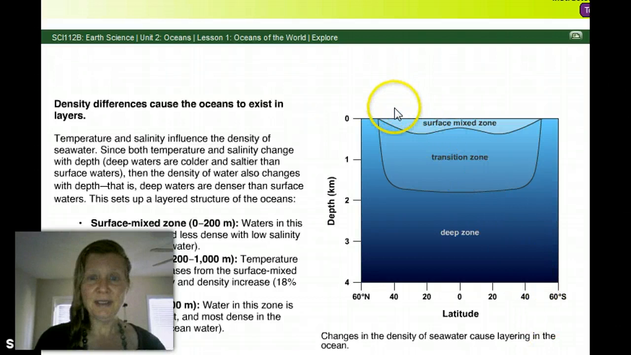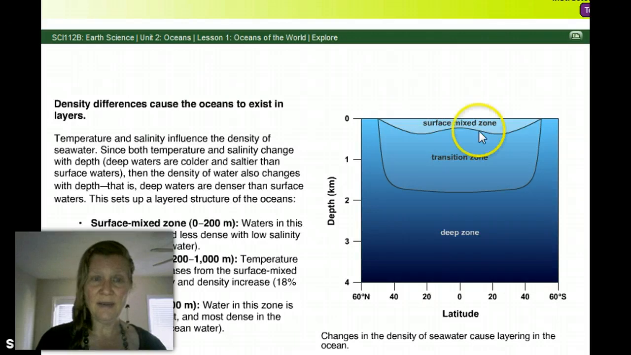Now, there are different zones in the ocean, and these zones have different temperatures and densities and influence the type of marine life and organisms that are present. Generally, the structure of the ocean begins with a surface mix zone, which is about 0 to 200 meters. Because it has more influence from the sun, the temperatures here are warmer and they have less salinity. Then the transition zone is from 200 to about 1,000 meters, and its temperature decreases compared with the surface mix zone.